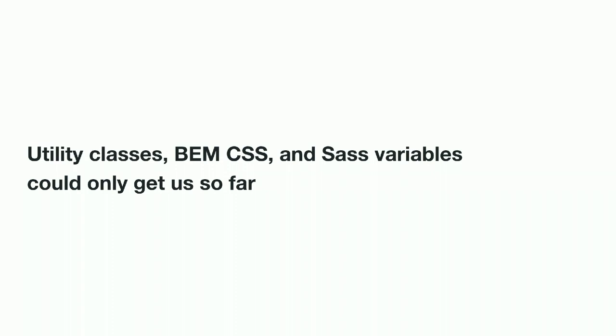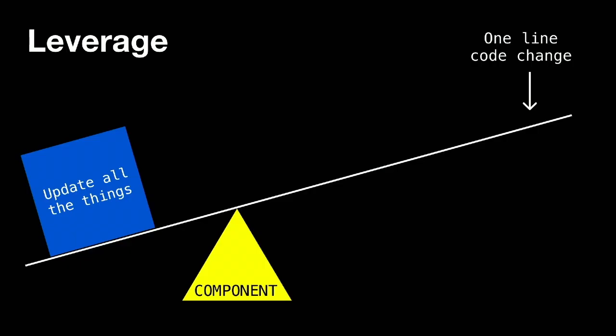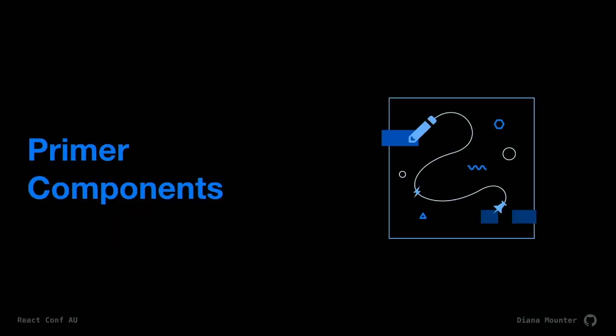And around that time, end of 2017, we started to really feel like utility classes and BEM are only going to get us so far. What we really wanted is more leverage. We wanted that magical one-line code change that updates all the things. And we felt that we could get that from a componentized architecture. And so that's when we started to explore building our Primer components library with React.js.